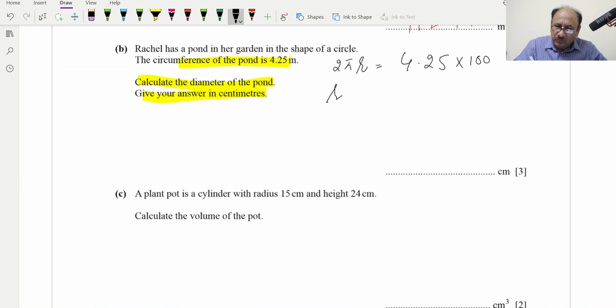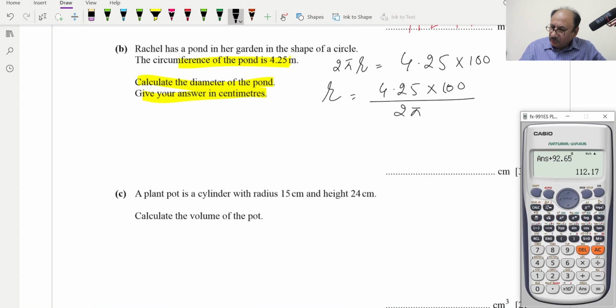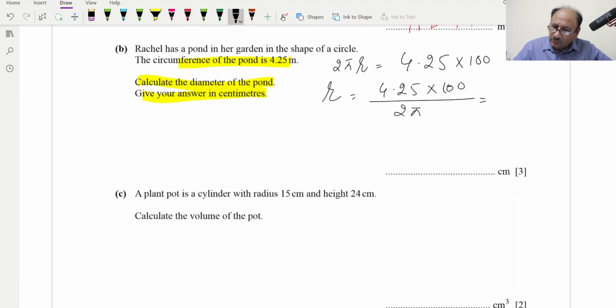Now the r value we can calculate. R will be equal to 4.25 multiplied by 100 and divided by 2 pi, which we have shifted to the other side. This will be 4.25 multiplied by 100 and divided by 2 pi, and this is equal to 67.64. I'll keep the numbers on the calculator.